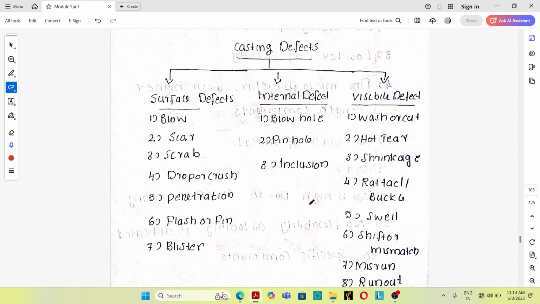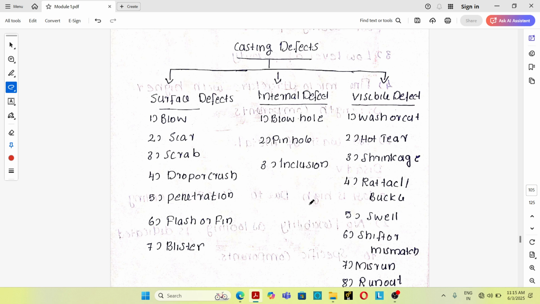In this video, I am going to discuss casting defects. Defects in a casting are basically classified into three types: surface defects, internal defects, and visible defects. Surface defects commonly occur on the surface of a casting. Internal defects occur inside the casting, and visible defects can be seen by our eye.